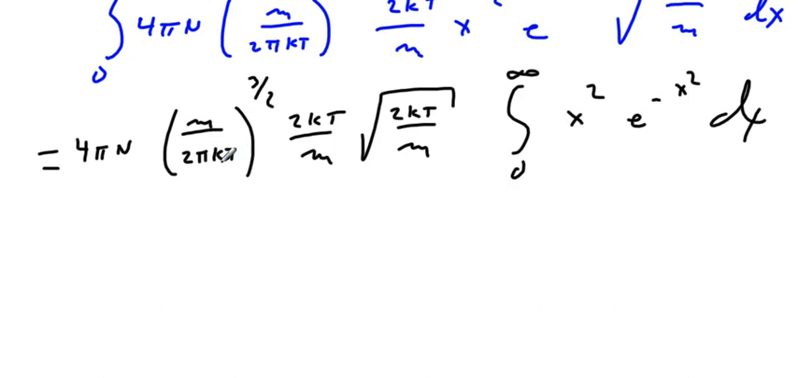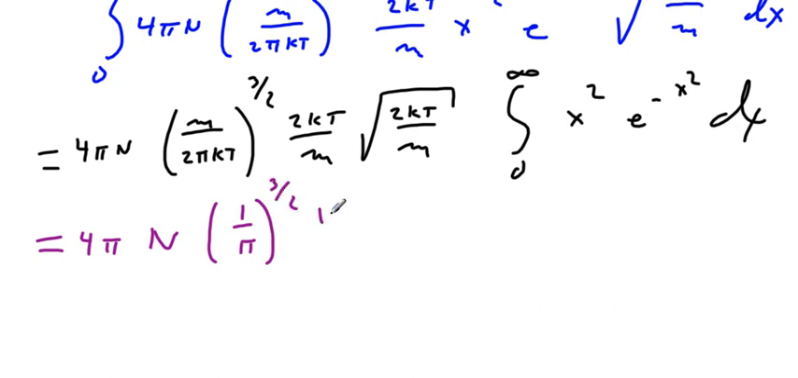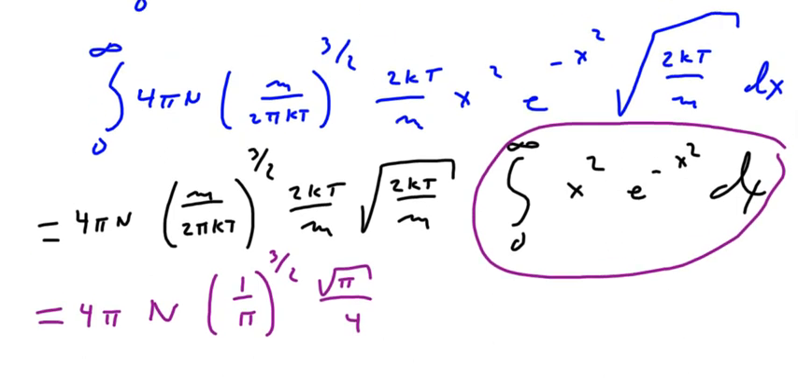And so I've got a square root of pi, and I've got a pi divided by the square root of pi cubed on there. So when I get done, I'm going to have 4πN times 1 over pi to the 3/2 times the square root of pi over 4, and the square root of pi over 4 is that integral. That's where that came from, square root of pi over 4.